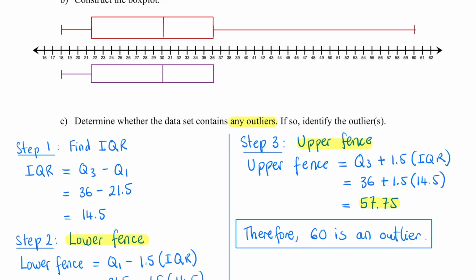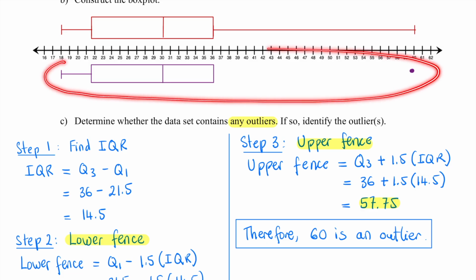Notice that the whisker has no length because Q3 is 36. That's okay, it can happen. Now place a solid dot at 60. That dot represents the outlier. This is our modified box plot.